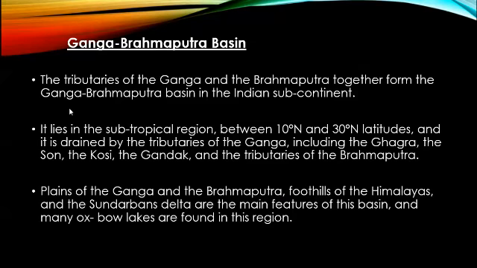The tributaries of the Ganga and the Brahmaputra together form the Ganga Brahmaputra basin in the Indian subcontinent. It lies in the subtropical region between 10° north and 30° north latitudes, and it is drained by the tributaries of the Ganga, including the Ghagra, the Son, the Kosi, the Gandak, and the tributaries of the Brahmaputra. Plains of Ganga and Brahmaputra, foothills of the Himalayas and the Sundarbans Delta are the main features of the basin, and many oxbow lakes are also found in this region.